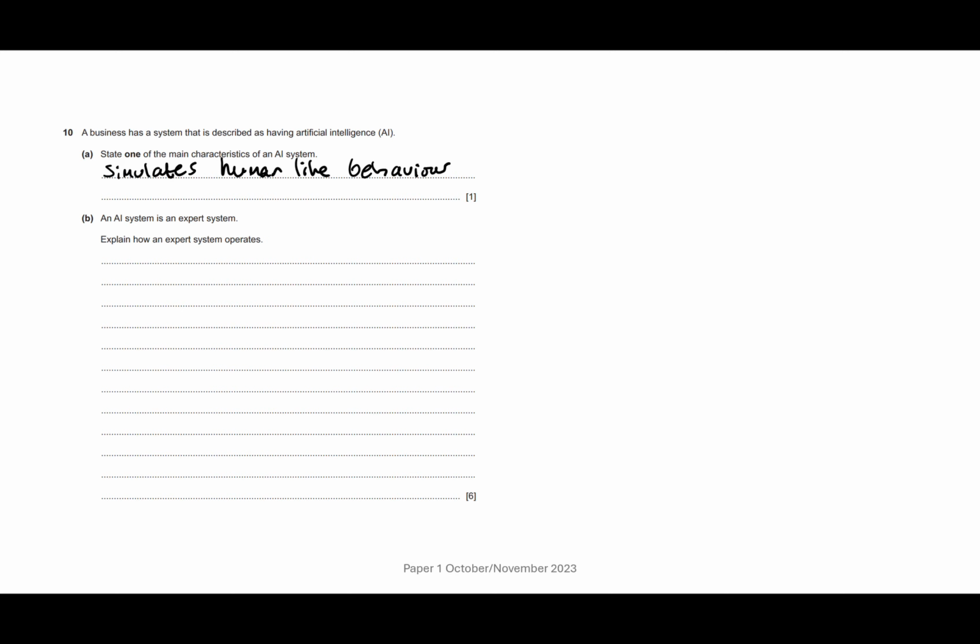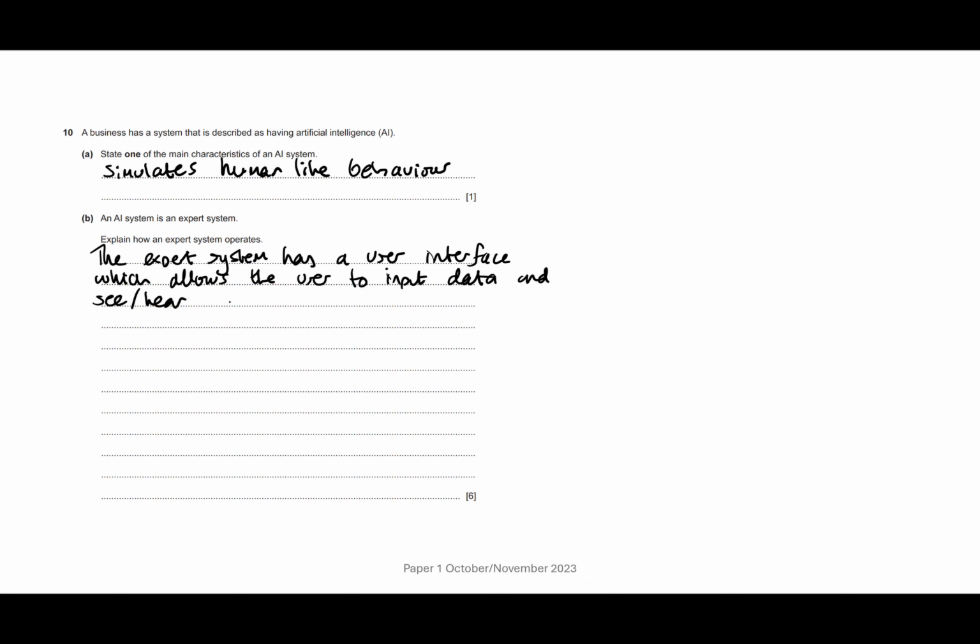So first of all, one of the features would be the user interface. So let's start off with the user interface. So we can say the expert system has a user interface which allows the user to input data and see or hear outputs.